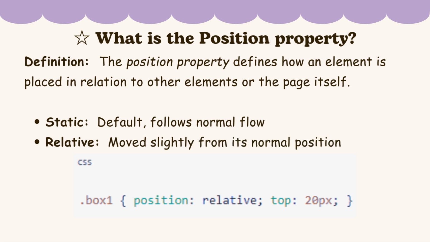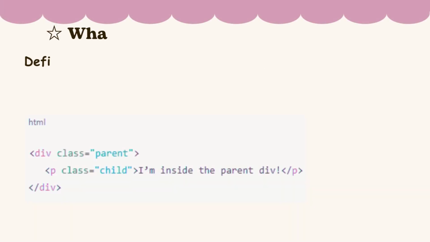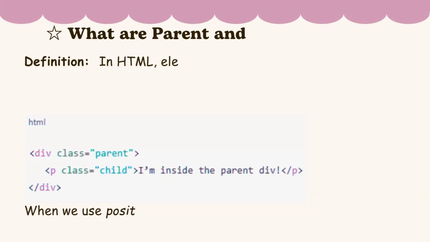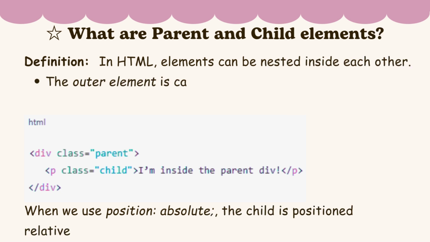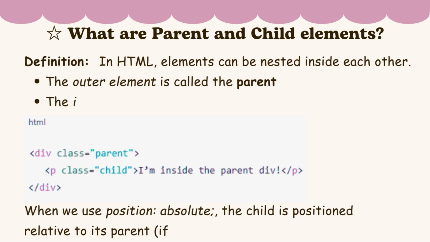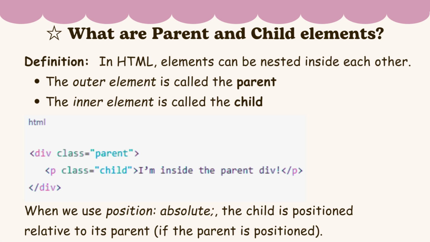What are parent and child elements? In HTML, elements can be nested inside each other. The outer element is called the parent. The inner element is called the child. When we use position absolute, the child is positioned relative to its parent, if the parent has positioning.